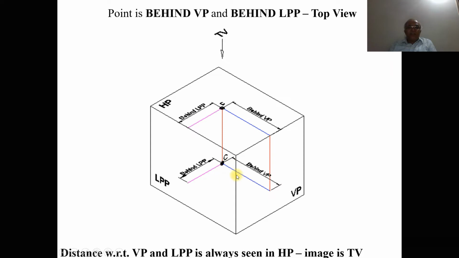So this distance is seen in the top view, that is HP, and also behind LPP is also seen in the horizontal plane. So the image you are going to get is the top view. That top view is because the top view is perpendicular to the horizontal plane. So the distance with respect to VP and LPP is seen in HP. So the image is the top view.